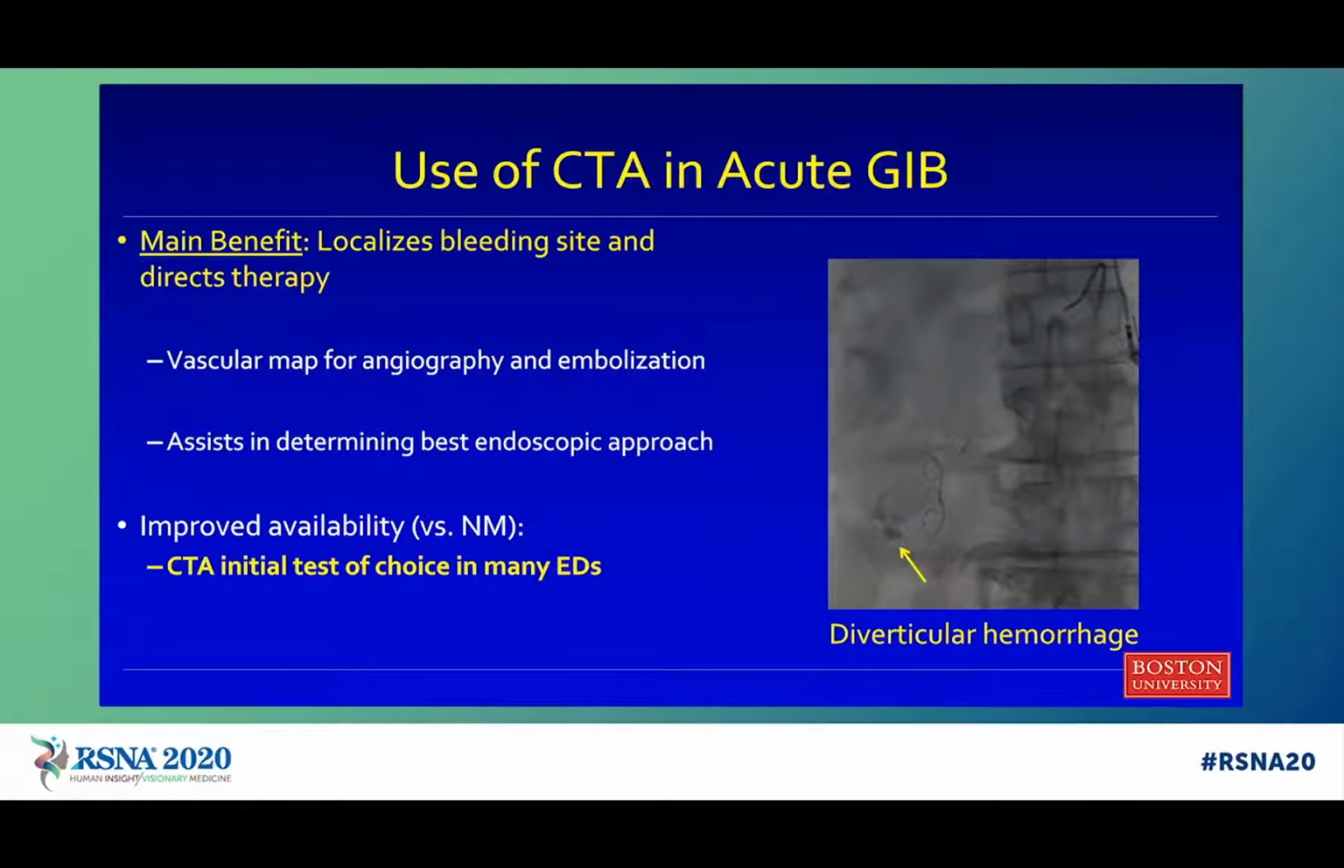The main benefit, as I've touched upon, of CTA in the setting of acute GI bleeding is that it localizes the bleeding site and directs therapy. CTA is becoming the initial test of choice in many emergency departments.